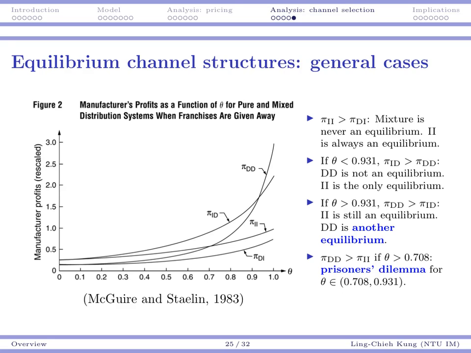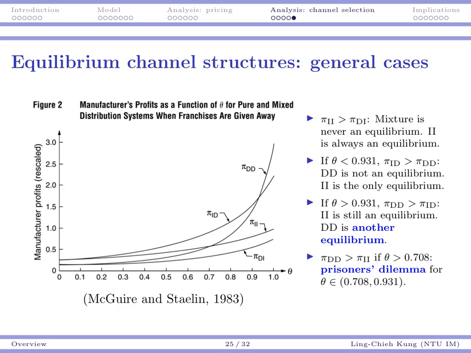We can see several things. First, pi II is greater than pi DI. DI is the decentralized manufacturer's profit when the other guy chooses integration. Okay? ID is the integrated manufacturer's profit when the other guy chooses decentralization. Let's compare II and DI first.